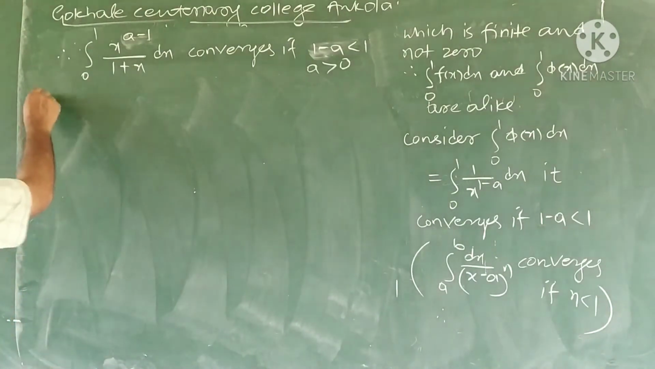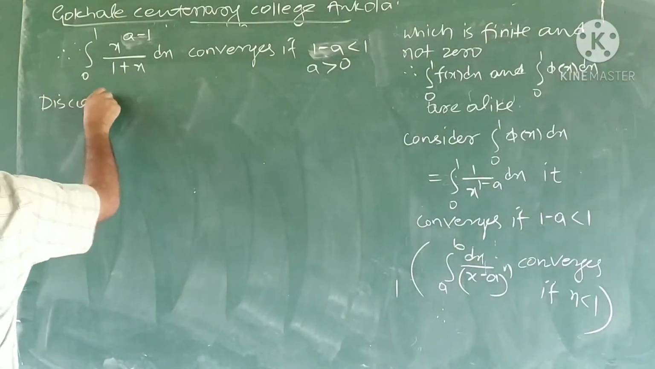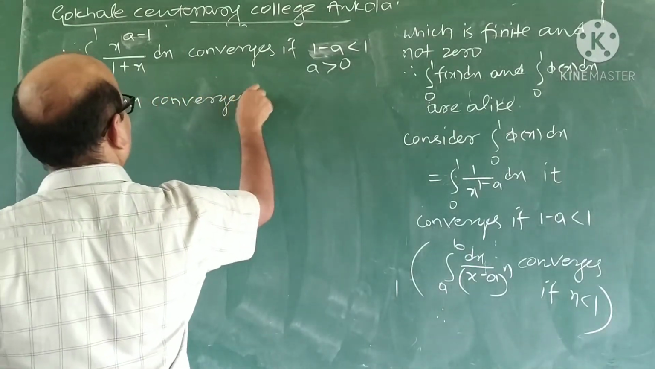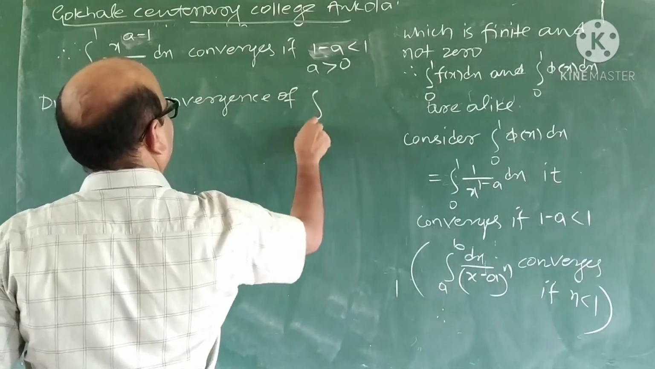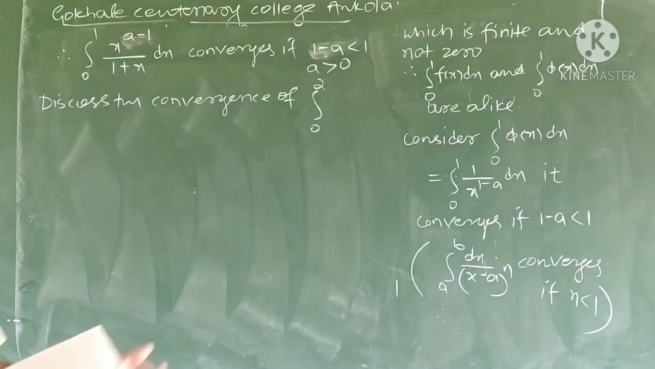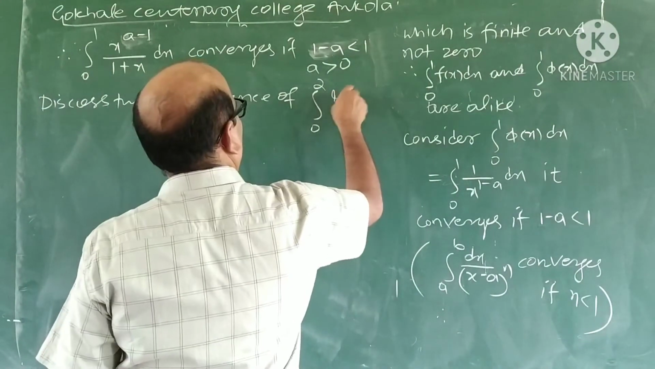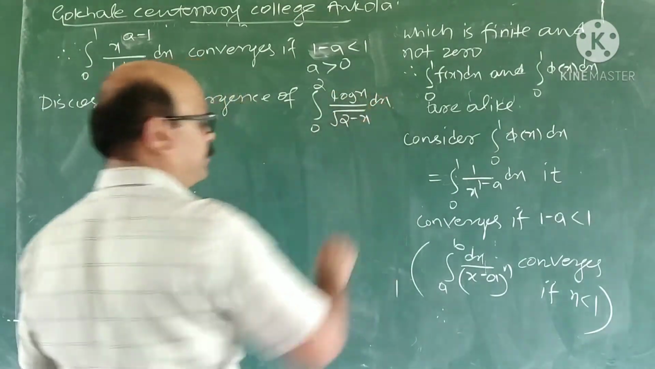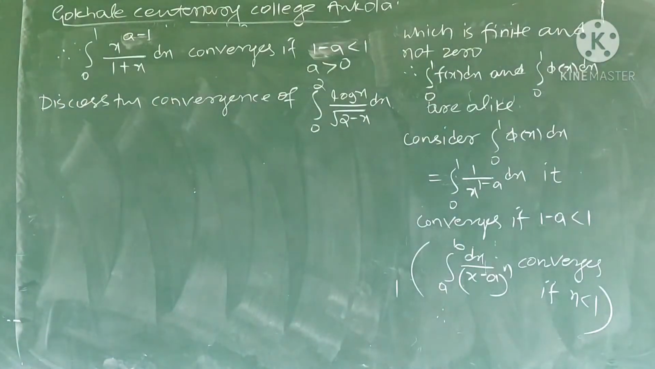Next problem is: discuss the convergence of the integral from 0 to 2 of log x upon square root of 2 minus x. Log x upon root of 2 minus x.